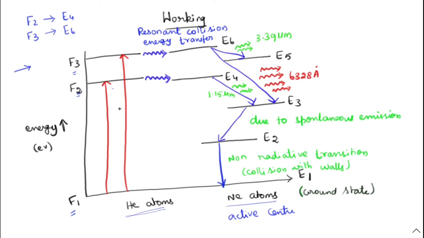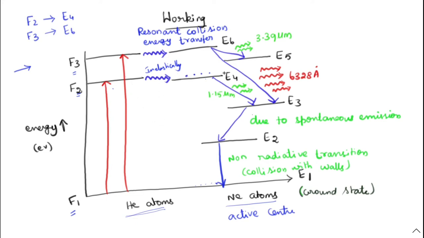And then the excited helium atom collides inelastically. That is very important. What is the meaning of inelastically? It totally transfers its energy to the neon atom. Actually, the atoms will be there in the ground state only, but this F2 helium atom directly transfers its energy to the neon atom to come to the E4 state. So it is transferring its energy inelastically. The process is called resonant collision energy transfer. So it directly transfers its energy to the neon atoms. Directly it will come to E4.